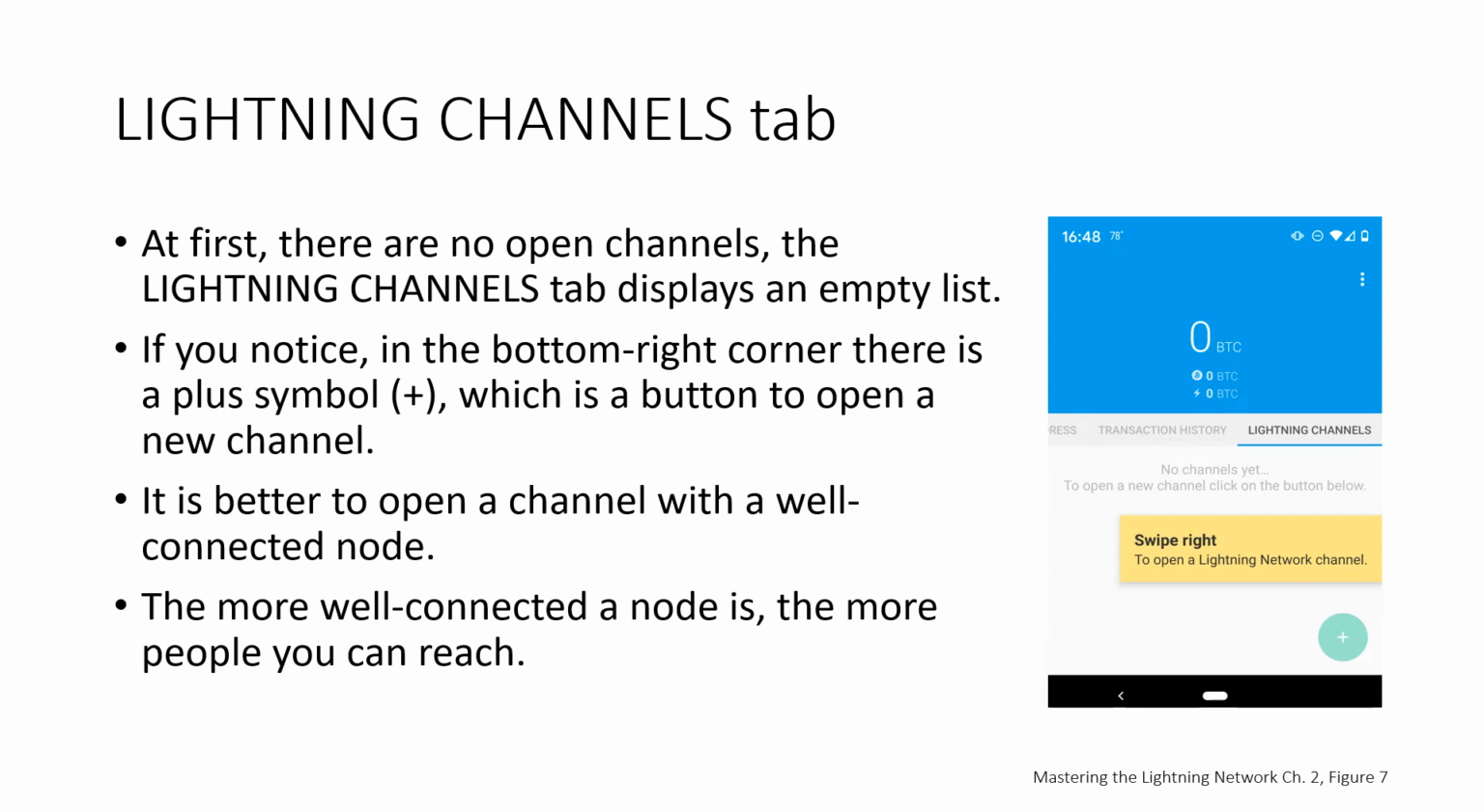In this example, since we want to also demonstrate payment routing, we won't have Alice open a channel directly to Bob's wallet. Instead, we'll have Alice open a channel to a well-connected node and use that node to forward her payment, routing it through other nodes as necessary to reach Bob.